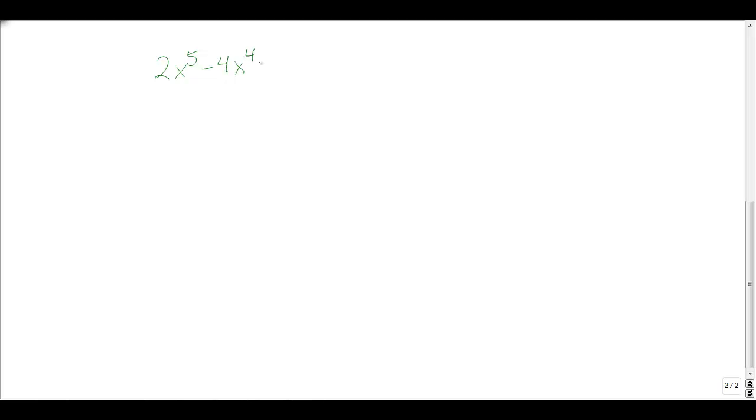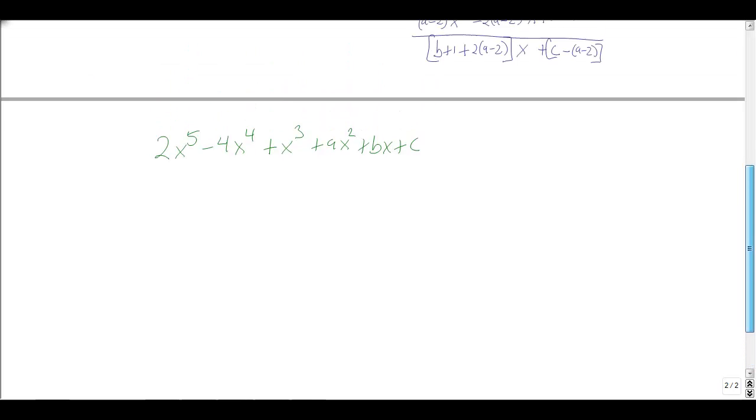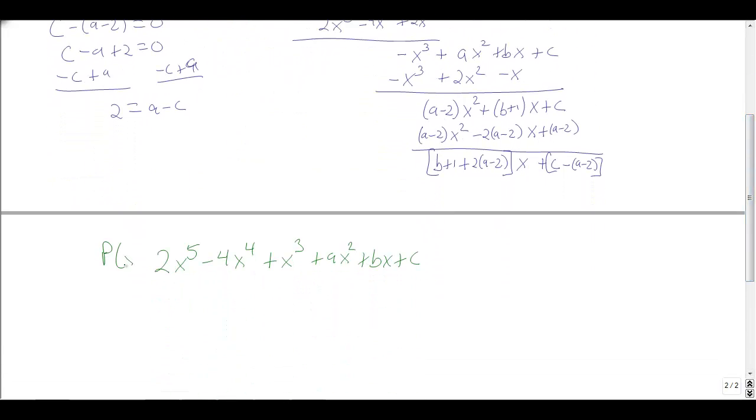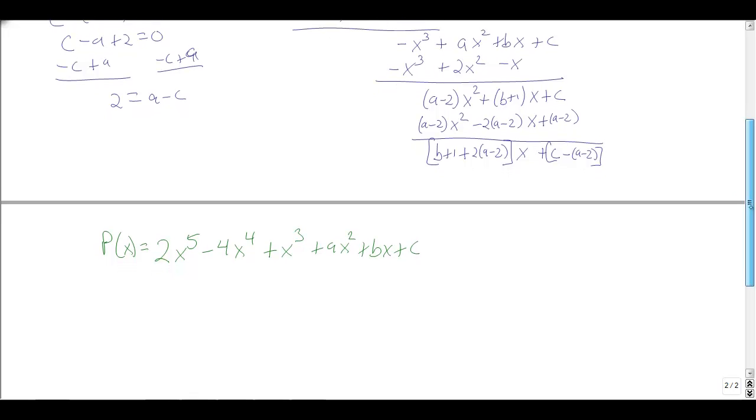And let's see, the rest of that was plus x cubed plus ax squared plus bx plus c. So this was our, what do I call this? Was it f of x? P of x. Polynomial is p of x. And we know x minus 1 squared is a factor. Now here's where we use our calculus factor.